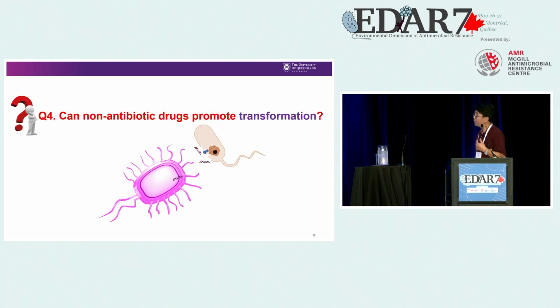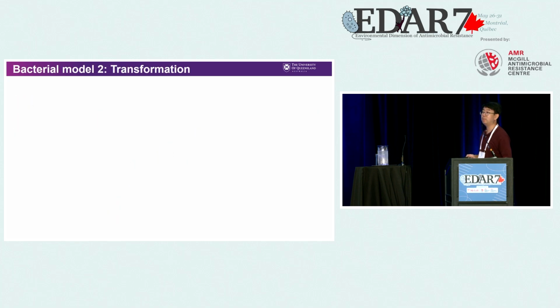Okay, now we come to a fourth question. How about the transformation? I mentioned that under certain pressure, DNA will be released. We have free DNA. That DNA can be taken up by the competent cells. So then we build a second model we call the transformation model. We choose a pWH plasmid and Acinetobacter as a competent bacterial cell.